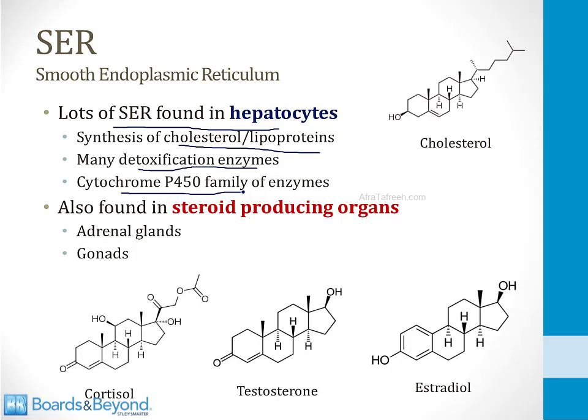You can also find lots of smooth endoplasmic reticulum in organs that produce steroid hormones. For example, the adrenal glands produce cortisol, which is a steroid hormone, and the gonads produce testosterone and estradiol, and these are also steroid hormones. So therefore, these organs tend to have cells with lots of smooth endoplasmic reticulum.